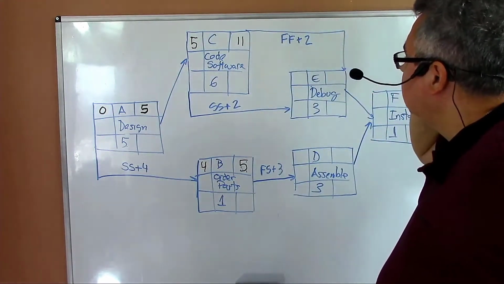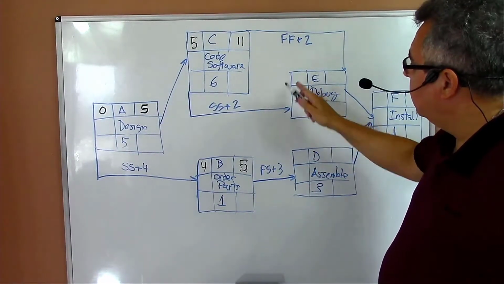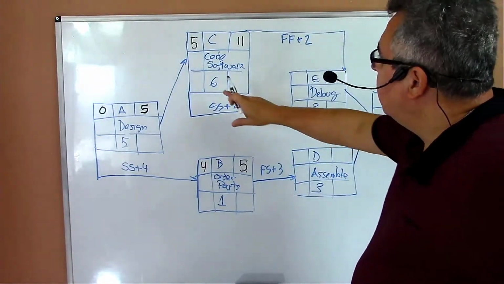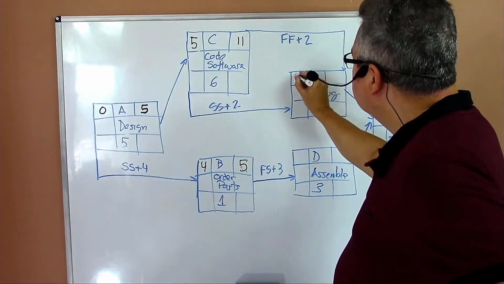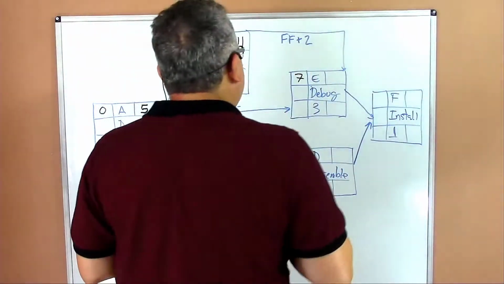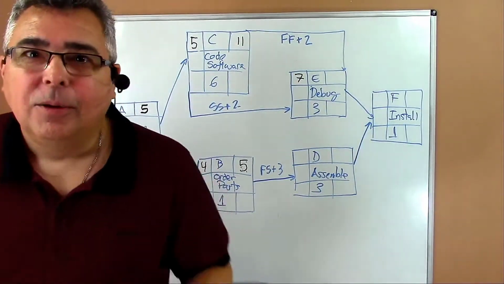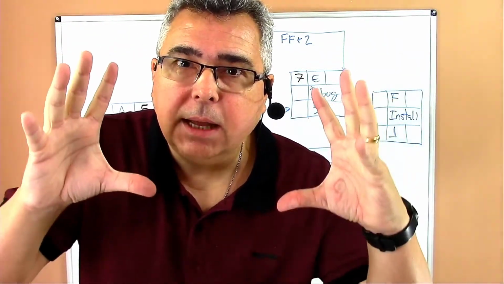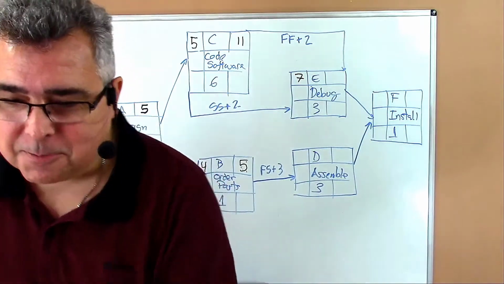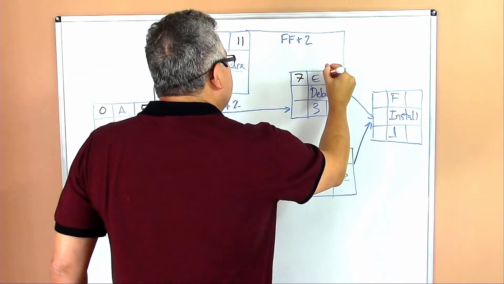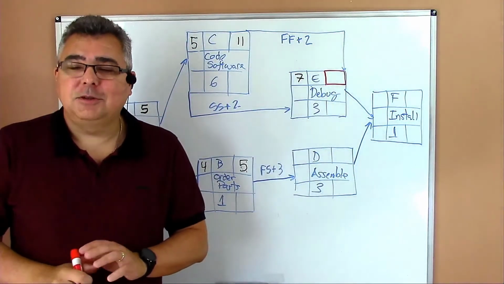And now we go to task E. What is the early start for task E? Because it has a start to start relationship, it's 5 plus 2, 7. And what is the finish date for E? That is the moment of the class. That is the most critical moment, when we talk about how to find the early finish for task E.